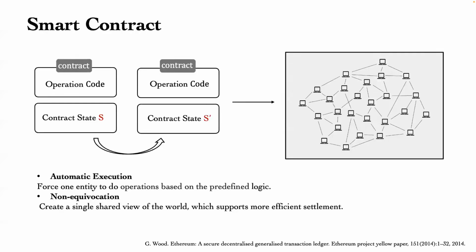A smart contract is a computer program stored on a blockchain and run in a distributed network. The contract has two major properties: automatic execution and non-equivocation. Automatic execution means a smart contract can force one entity to execute operations based on predefined logic. Non-equivocation means each distributed node can hold a global view of the state at a specific height, supporting more efficient settlement.